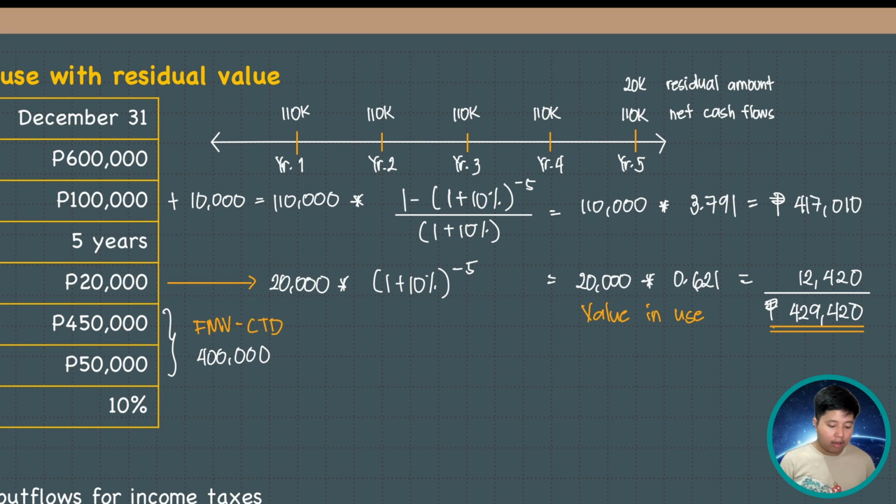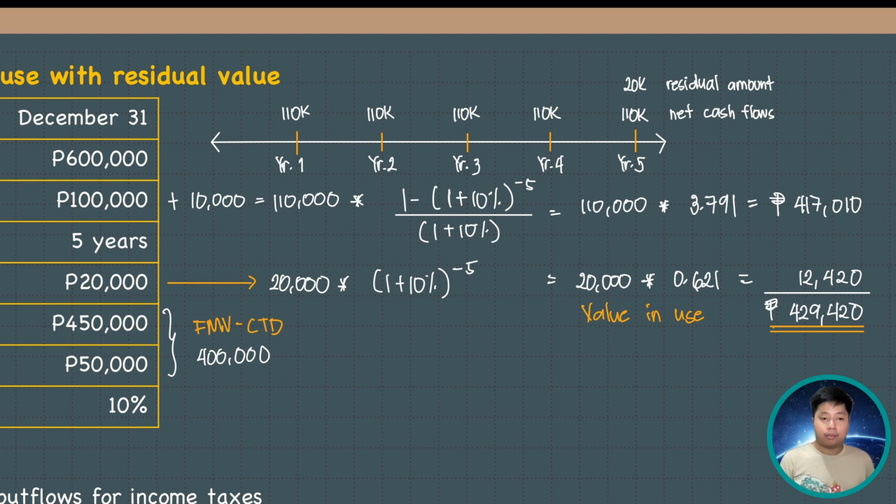To illustrate, we have here our number of years. We have 5. And every year, we are going to have 110,000 as part of our cash flows. Then the 20,000 pesos residual value will be on the last year of the useful life. For the 110,000 pesos, we are going to get the present value of an ordinary annuity. The PV factor that we are going to use here is 3.791.